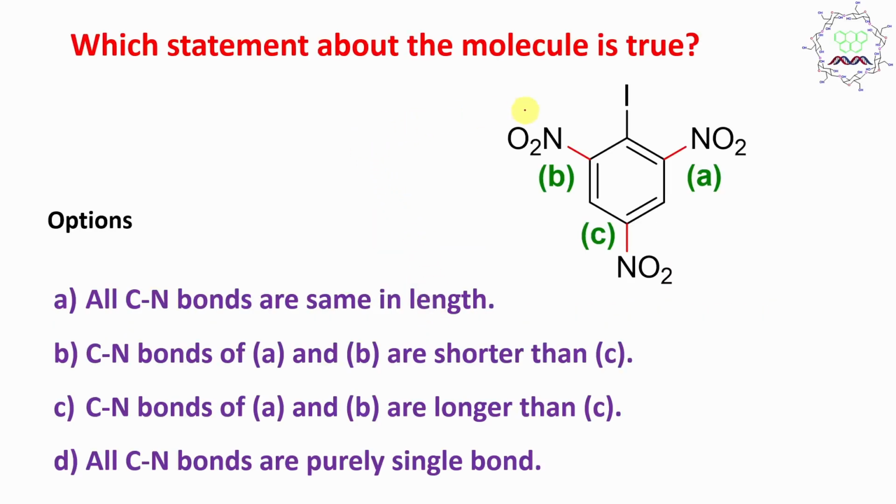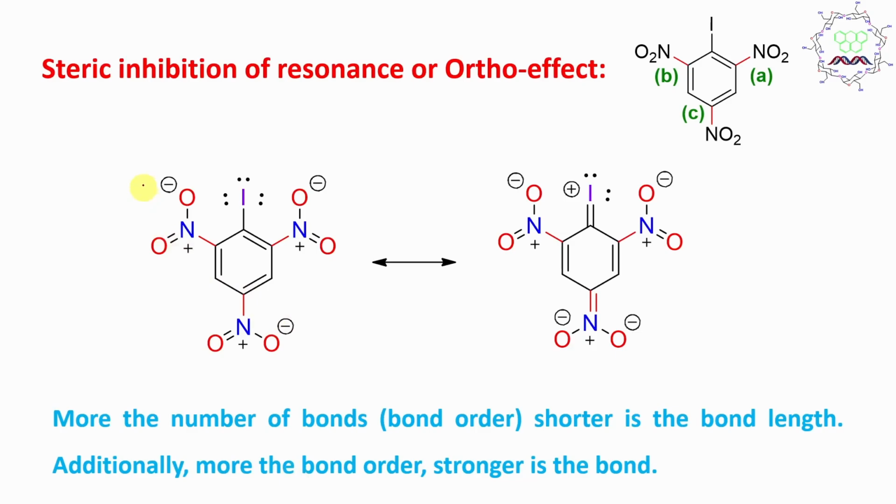Now, which statement is true about this molecule? Now let's read the options. This is actually 2, this is 1 2 3 4 5 6, so 2 4 6 trinitro iodobenzene. Now here, all CN bonds are the same length, meaning carbon nitrogen, these 3 bonds they are talking about, and shorter, longer. So let's learn. This question should be addressed based on steric inhibition of resonance, or the ortho effect explanation.